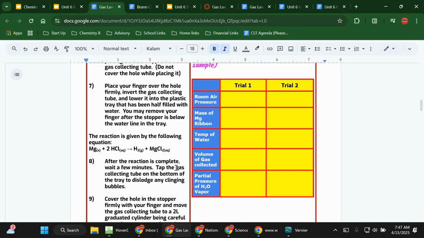Why do we hold it under the water level? To seal off the gas. Now, as this gas is being created in here, any water that is being displaced here will go into here because of the pressure that this gas is creating. Now, I have no way of going inside here and measuring the pressure.